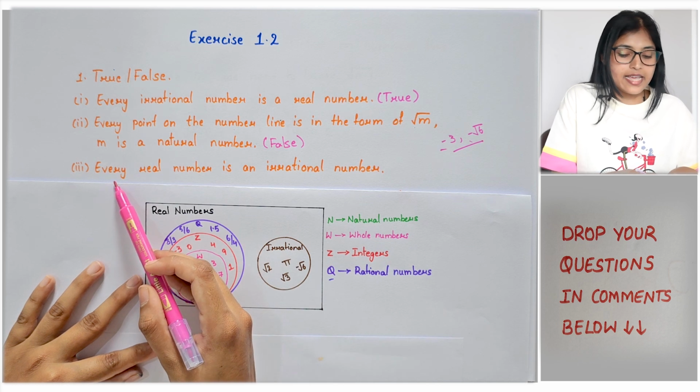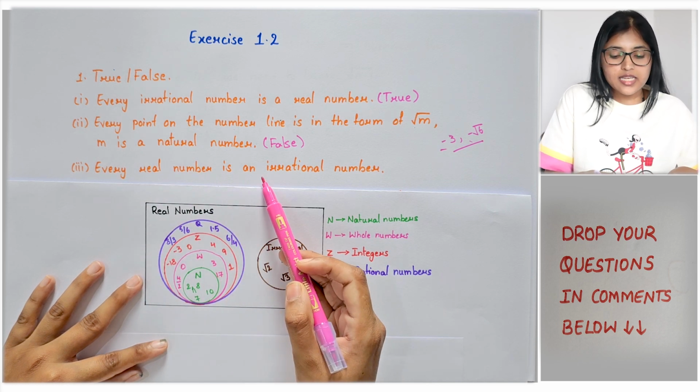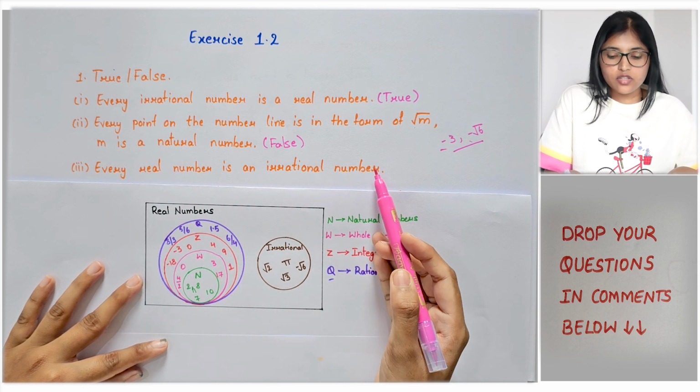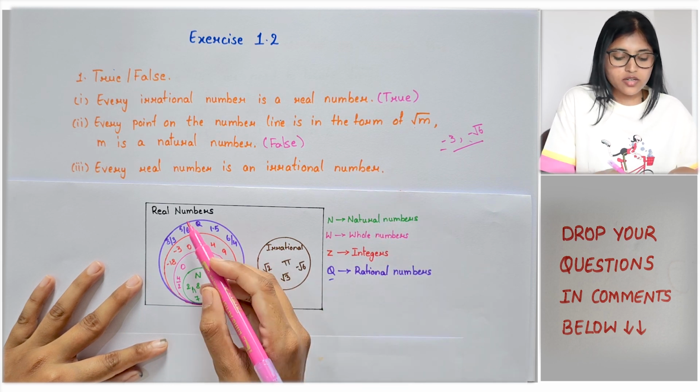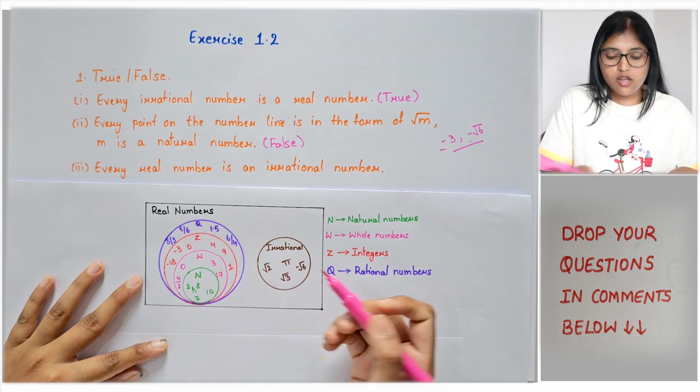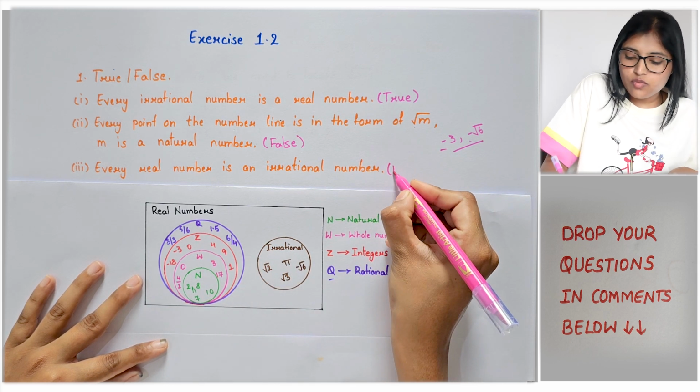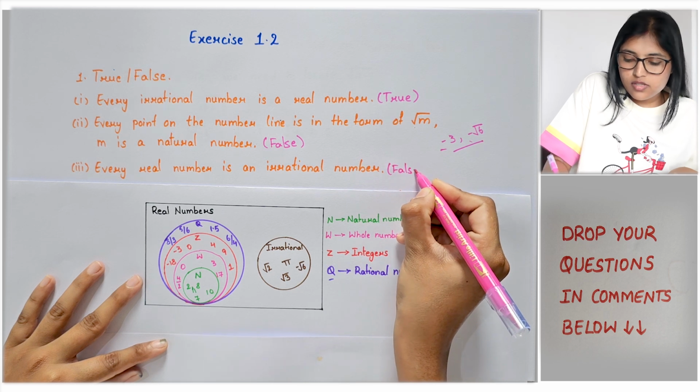Third one is saying every real number is an irrational number. Now this cannot be true because real numbers can be either rational or irrational. So this one would be false.